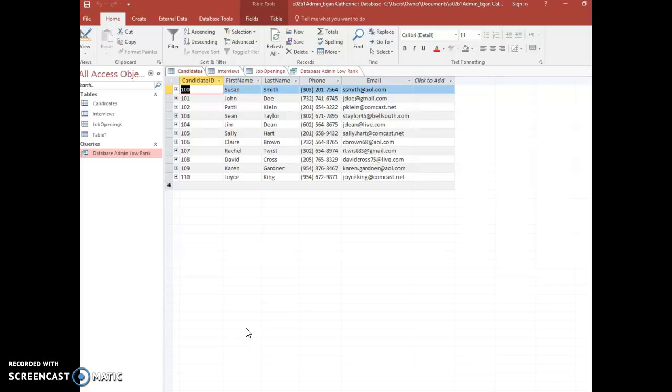I am submitting my Beyond the Classroom Database Administrator position general case. Our assignment was to create a database and name it, which I did here at the top. And then we were to create three tables. The first table being candidates, second table being interviews, and the third table being job openings.